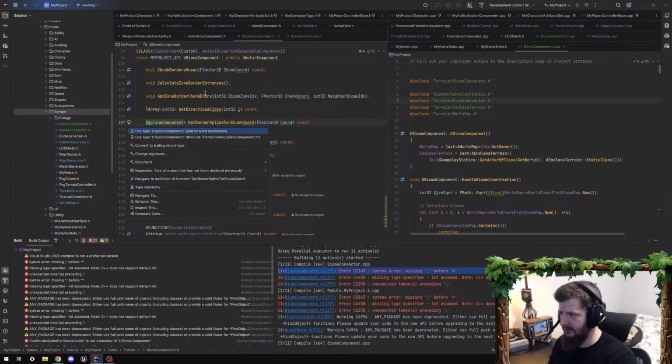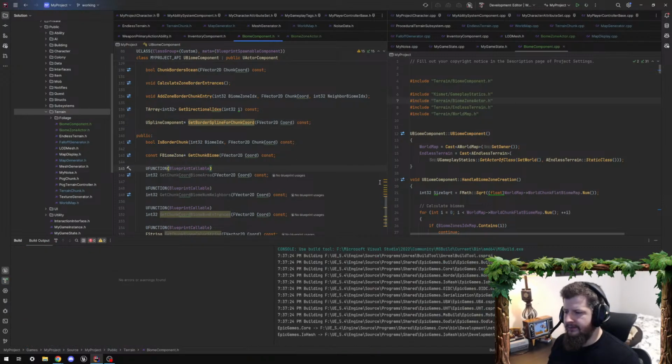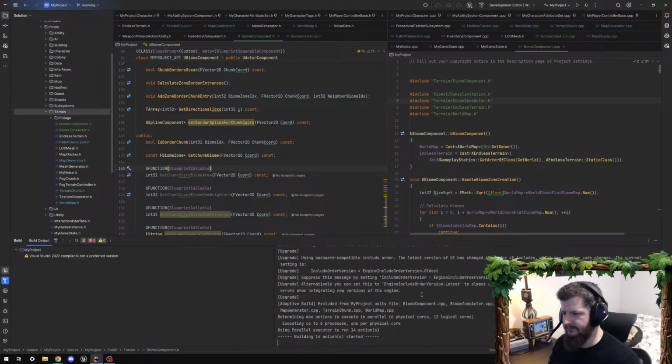Okay, I need to include spline component. What else? What else do I need to do?